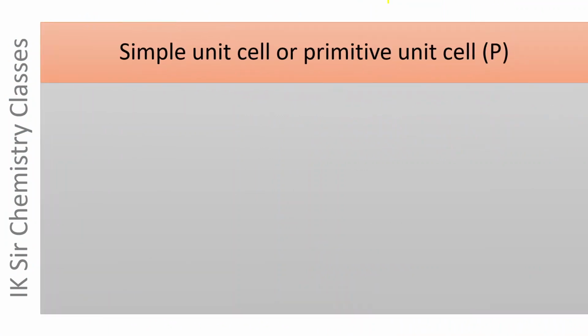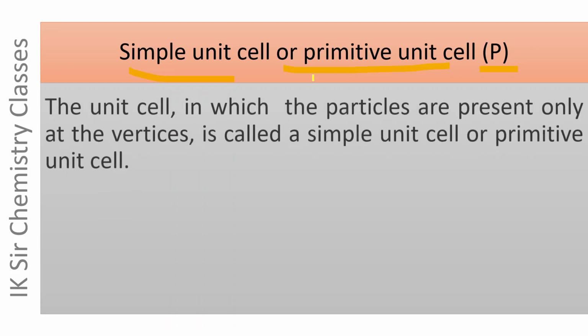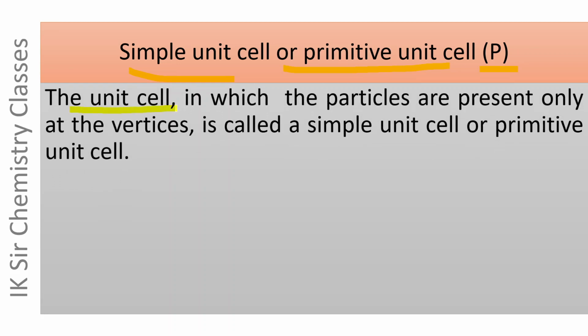First of all, we will discuss simple unit cell, which is also called primitive unit cell, and it is denoted by P. The unit cell in which the particles are present only at the vertices is called a simple unit cell or primitive unit cell, which is denoted by P. It is obvious that in the simple unit cell, the particles are present only at the vertices and not elsewhere.